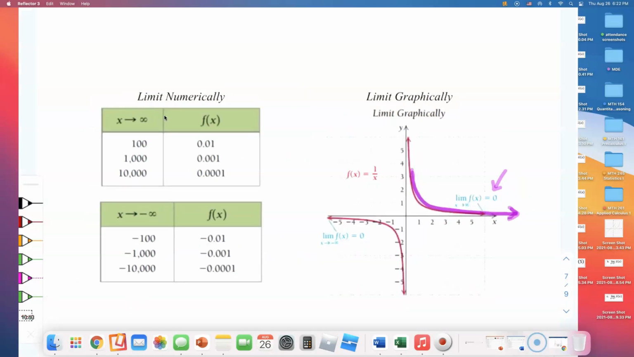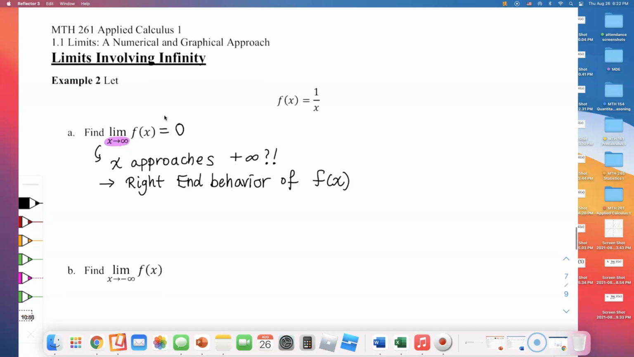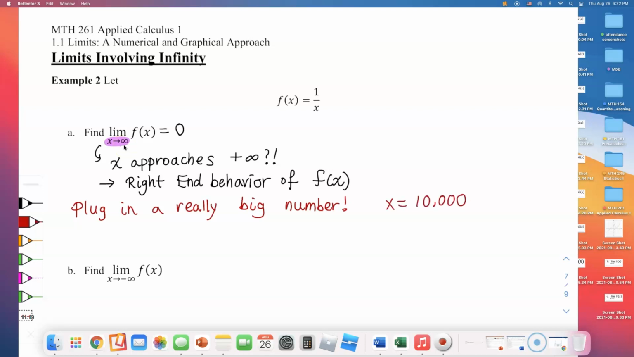Let's take a look at that numerically, okay? We know that the answer is 0, but why? I want to know. So let's check this numerically. Plug in a really big number. What am I doing? I'm trying to simulate positive infinity, like x equals 10,000. For me, 10,000 is pretty big. What happens if I plug 10,000 into this function?